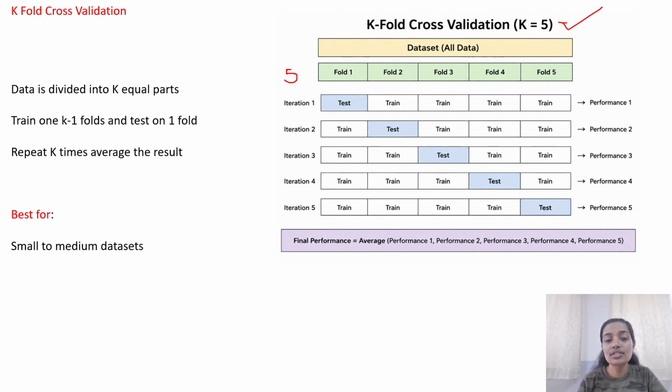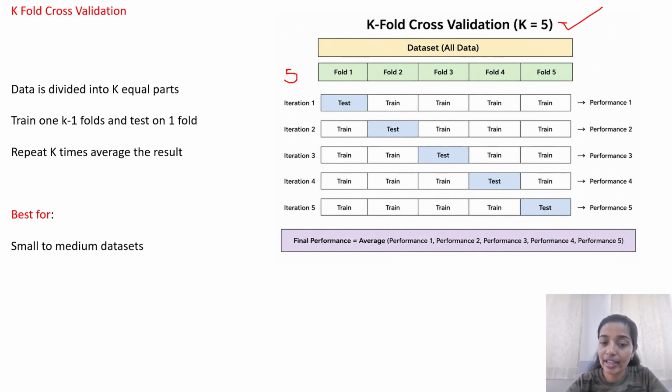This process, or the number of iterations, is equal to the value of k. The number of folds also tells us how many splits or iterations will be performed. So the basic working of k-fold cross-validation is to divide the data set into k folds, then perform training on k-1 folds and testing on 1 fold. This process is repeated k times, and at the end we average the performance of every iteration.